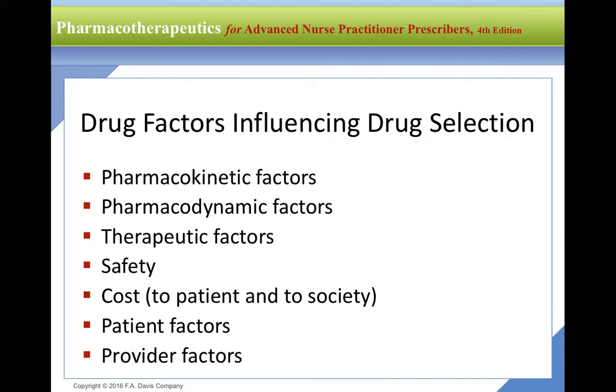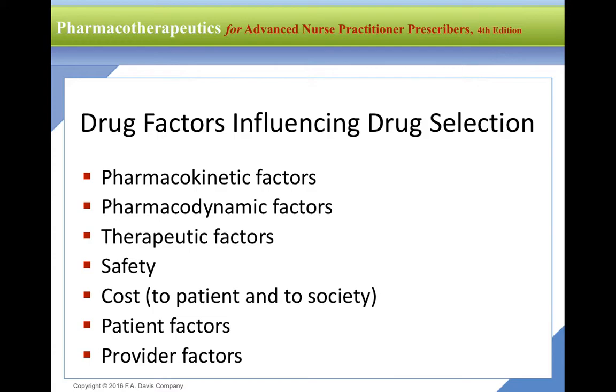So drug factors that influence drug selection: pharmacokinetic factors, which are the absorption, disposition, the distribution, metabolism, and excretion of the drug. We're going to talk about that later, and more about that in your intensive when you come to campus and for all those lectures. So we'll focus on that later. The pharmacodynamic factors are how the drug works at receptors and in the body, what actual effect it has.